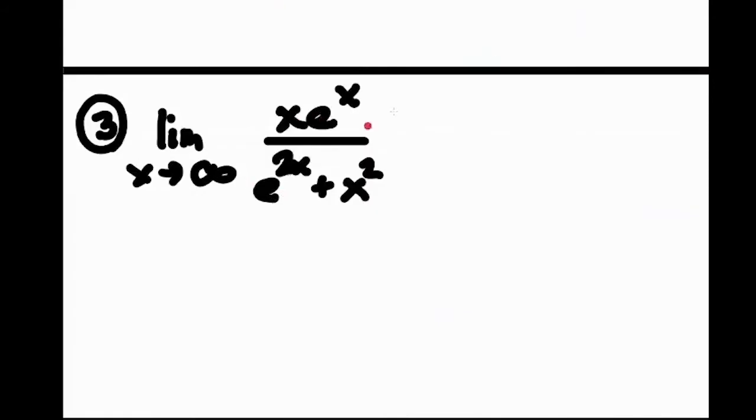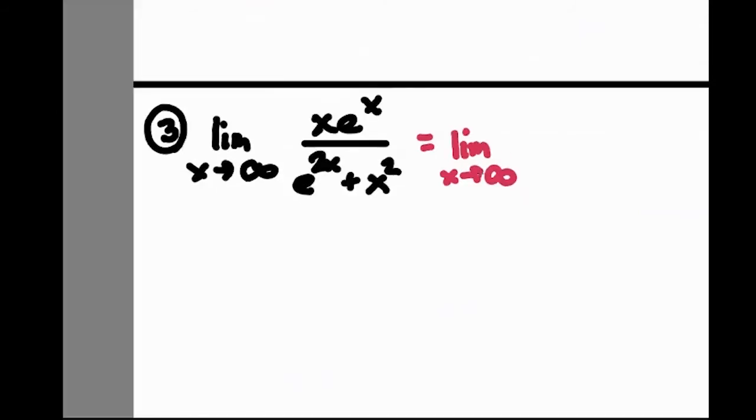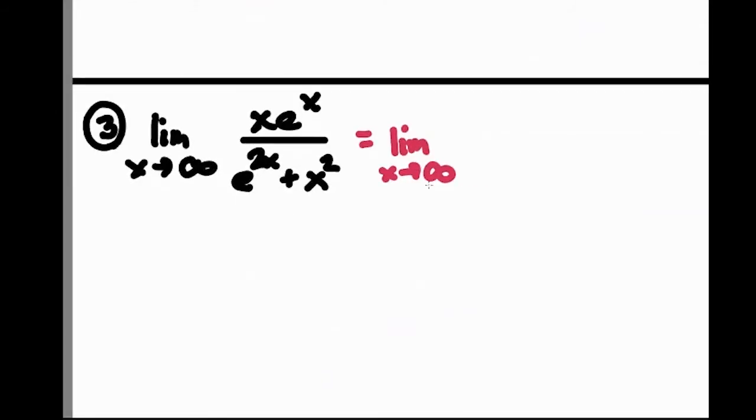Okay, plug in infinity. You'll notice you get infinity times e to the infinity over infinity to the 2 times infinity plus infinity squared. So clearly you get infinity over infinity on this one, so we need to do L'Hopital's rule. Let's take the derivative of the top and the derivative of the bottom. What rule do I need for the derivative of the numerator there?